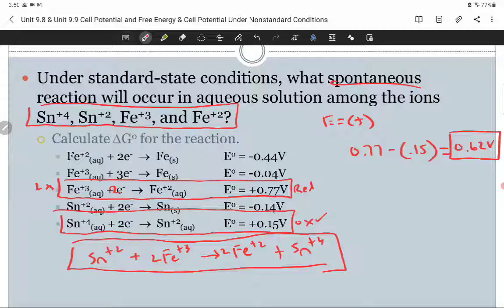It didn't ask us to do anything else, but if we wanted to solve for delta G, we'd have to just plug and chug, but we'd have to know that 2 electrons would have to go in for N.